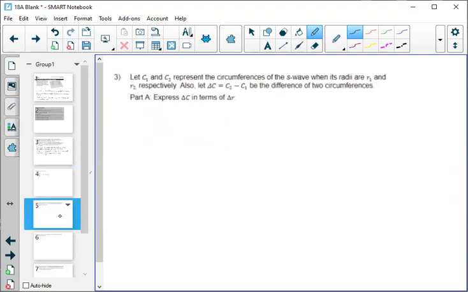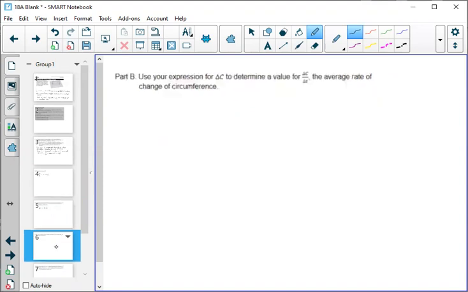3, let C1 and C2 represent the circumferences of the S wave when its radii are R1 and R2 respectively. Also, let delta C equal C2 minus C1, that be the difference of two circumferences. Part A, express delta C in terms of delta R. Well, delta C is equal to 2 pi delta R. That was part A.